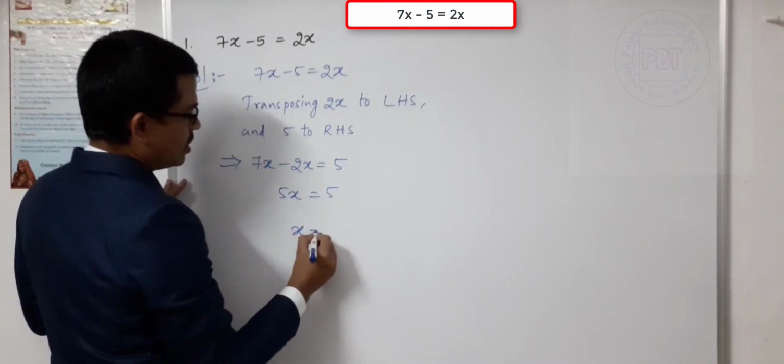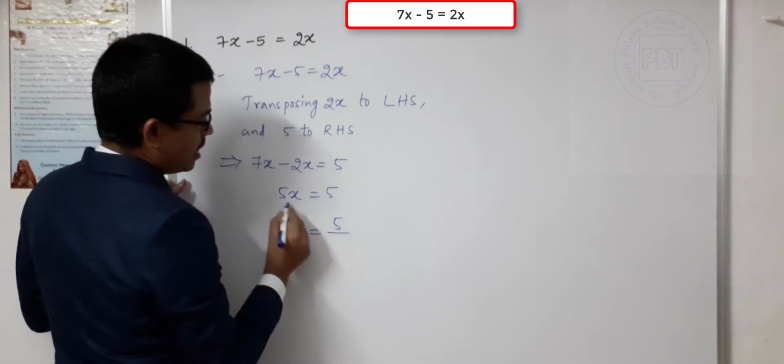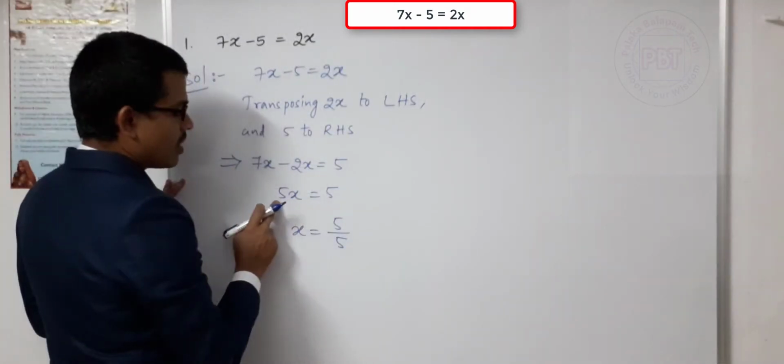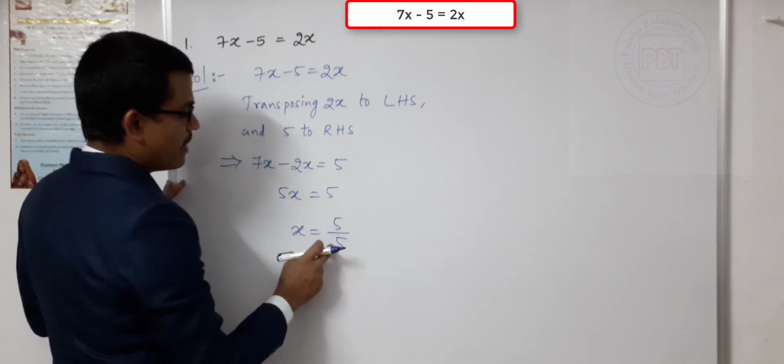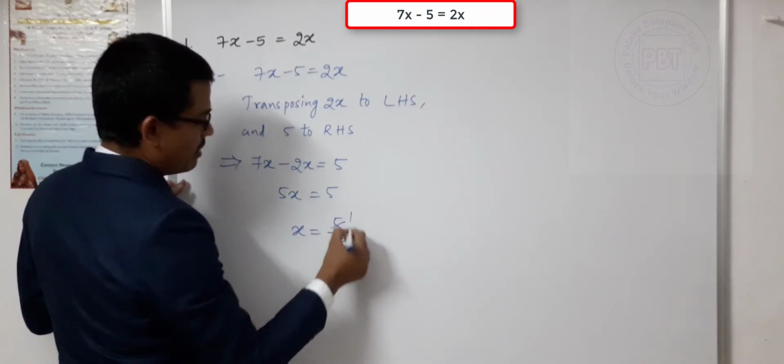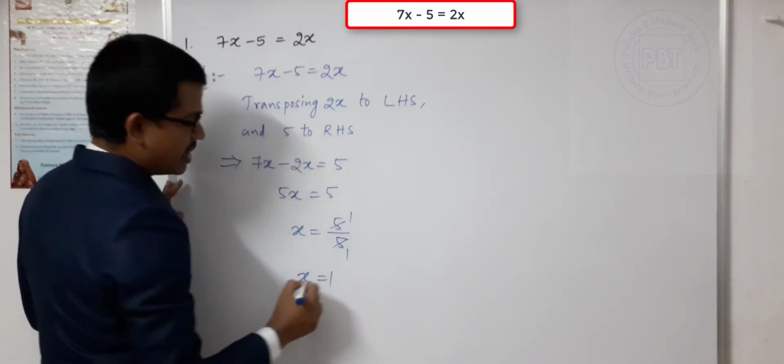From this, x equals 5 divided by 5. Here 5 is multiplied with x, so multiplication becomes division. So 5 by 5, 5 ones are 5. So x is 1 here.